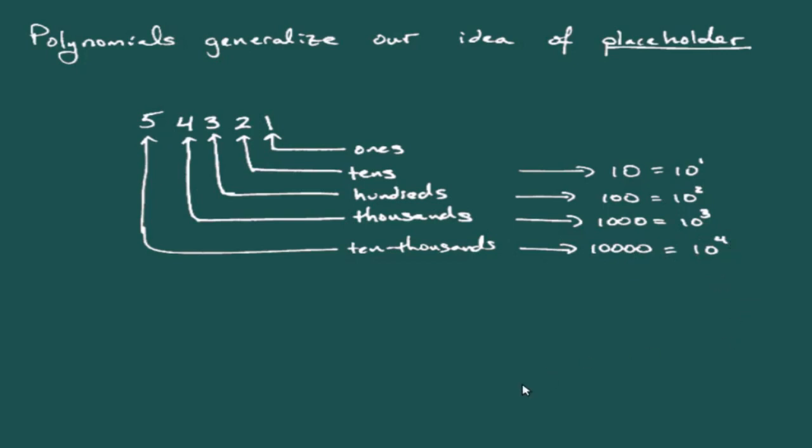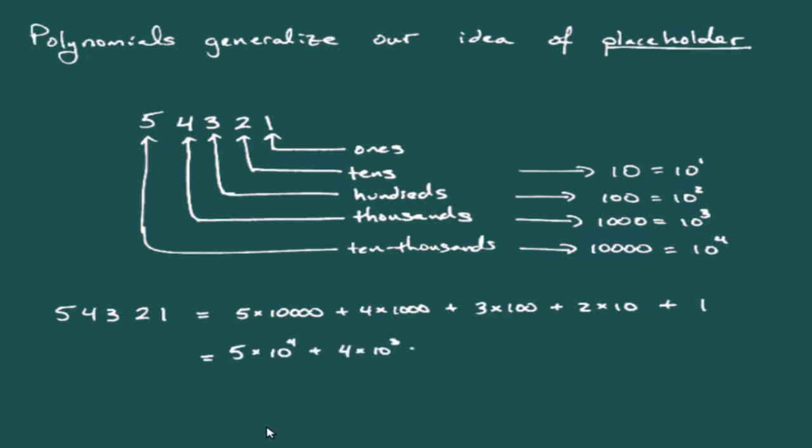And so if I were really writing something like 54,321, if I write this out using all of those placeholders, it's going to be 5 times 10,000 plus 4 times 1,000 plus 3 times 100 plus 2 times 10 plus the 1. And if I replace those numbers with the powers of 10, I'm going to have 5 times 10 to the fourth power plus 4 times 10 to the third power plus 3 times 10 to the second power, plus 2 times 10 plus the 1.